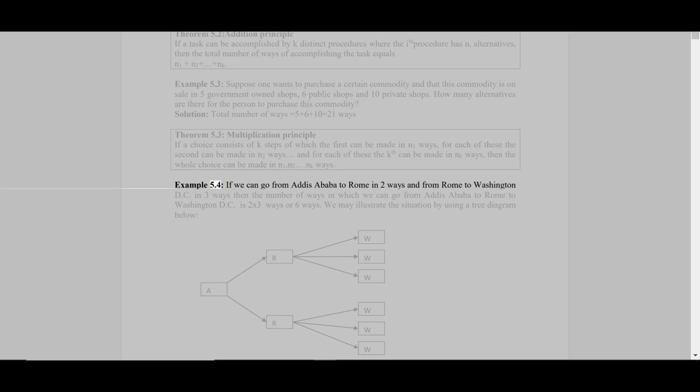Example 5.4. If we can go from Addis Ababa to Rome in 2 ways and from Rome to Washington, D.C. in 3 ways, then the number of ways in which we can go from Addis Ababa to Rome to Washington, D.C. is 2 x 3 ways or 6 ways. We may illustrate the situation by using a tree diagram below.